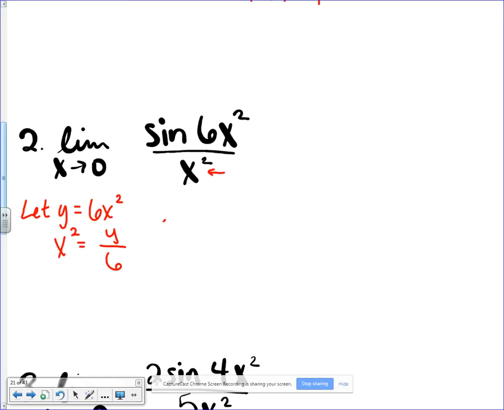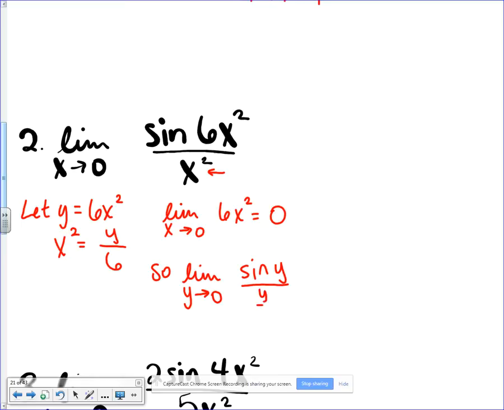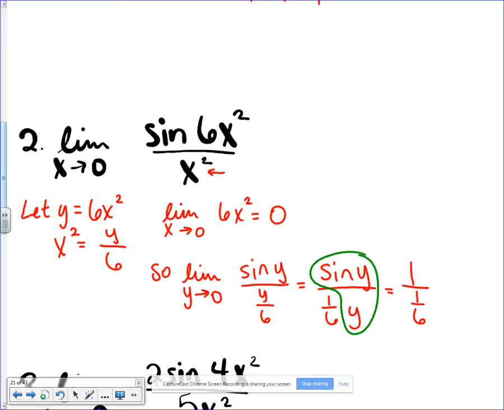Okay, so we have that. So now my new limit looks like this. That right there gives me 1. So really, I have this, which gives me a final answer of 6.